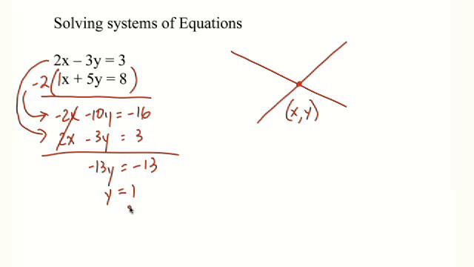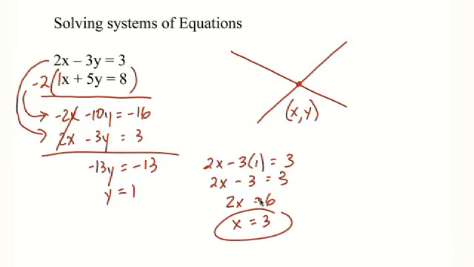Once you have the 1, you can substitute it into either equation. I'll go ahead and plug it into the first equation, and that gives me 2x minus 3 times 1 equals 3. So that's 2x minus 3 equals 3. Carry that 3 over so it'll become positive, and then divide by 2. So the x value is 3, the y value is 1. So at the point (3, 1), these two lines intersect, and that is the solution to the system. And that's what we're after. That's it.